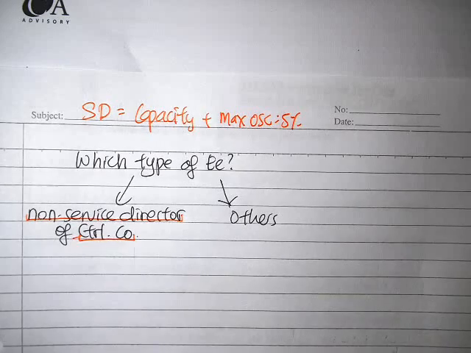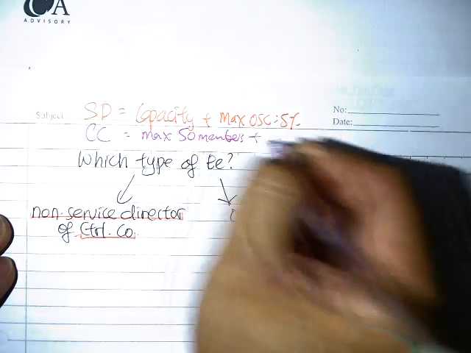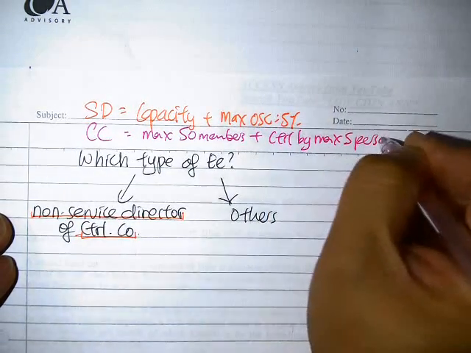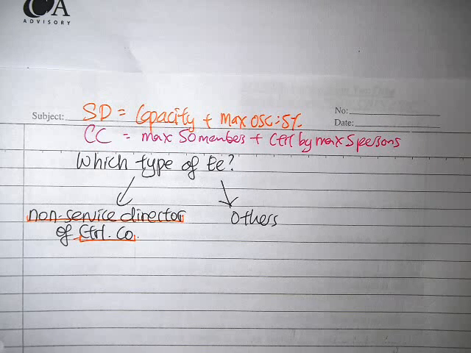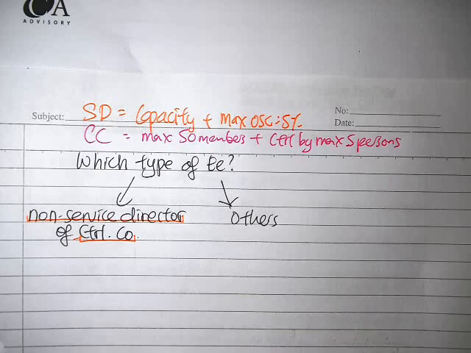And what is a controlled company? Now, a controlled company means a company that has a maximum of 50 members and is controlled by a maximum of 5%. Okay, now I've covered a couple of examples in the class, so if you've forgotten, please go back and run through the examples to know how to test whether a company is controlled, and whether its director is service or non-service.